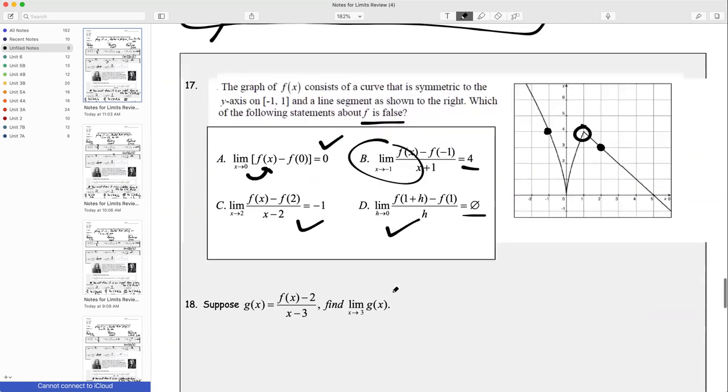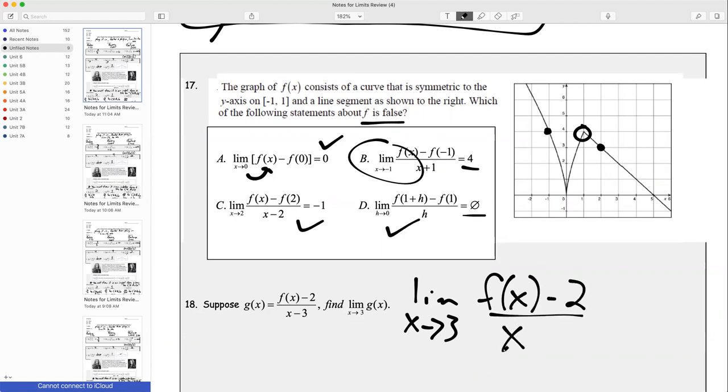So, using the same graph here, it says, suppose g of x is equal to f of x minus 2 over x minus 3. Find the limit as x approaches 3 of g of x. So I've got the limit as x approaches 3 of f of x minus 2 over x minus 3. Okay, so what is this asking? Take the derivative at what point? At 3. You're like, where did the 2 come from? Well, what's f of 3? It's 2. Well, what's the derivative? Has to be -1. It's the slope of the graph.